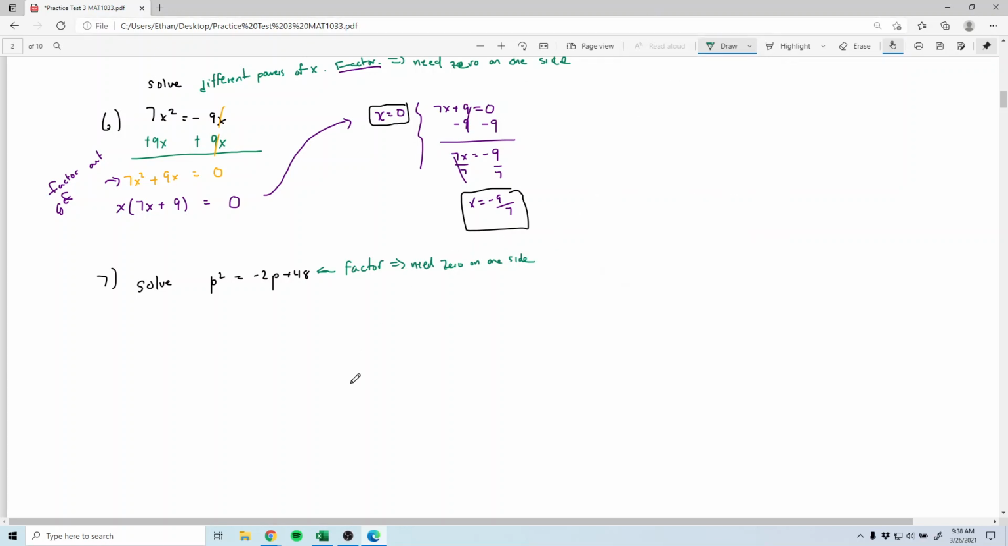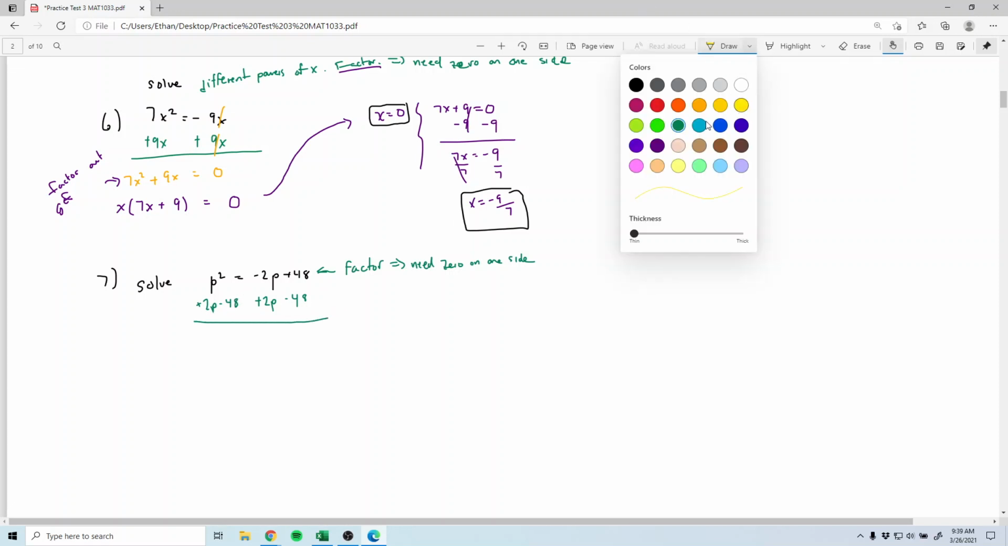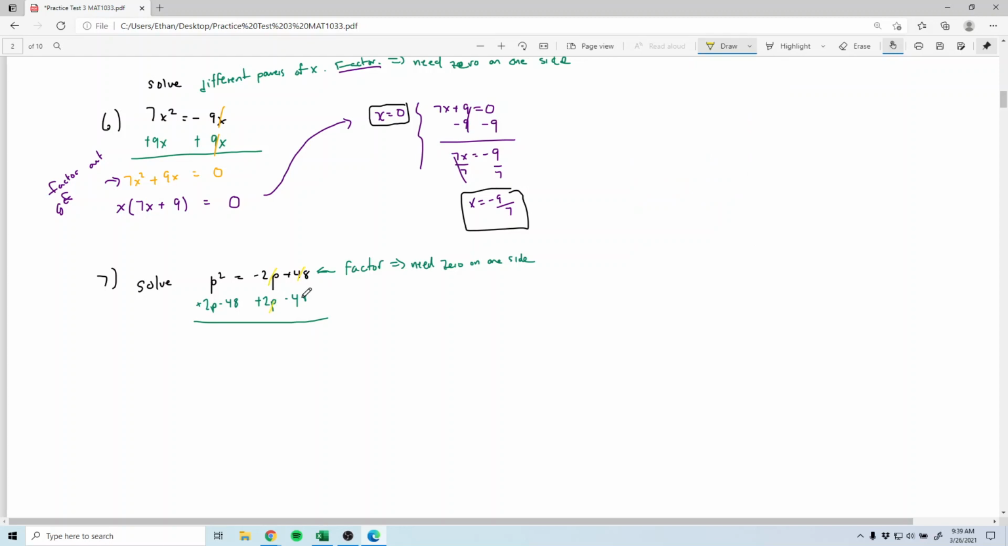All right, so how do we want to get 0 on one side? The easiest thing would be to subtract p squared because that would be only one thing. However, I like the p squared to be positive. If I subtract it, it'll become negative. For that reason, I'm going to add the 2p and subtract the 48 to the left. The right side will become 0. The 2p's go away, the 48's go away, and we got p squared.